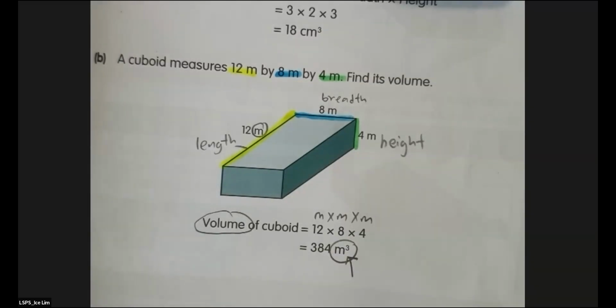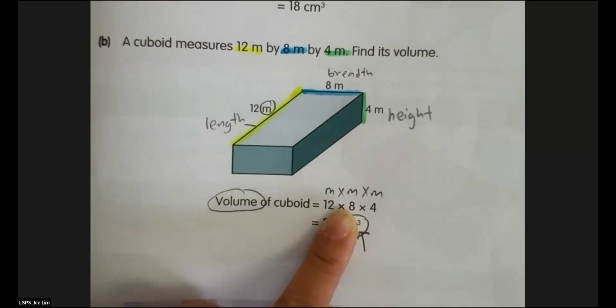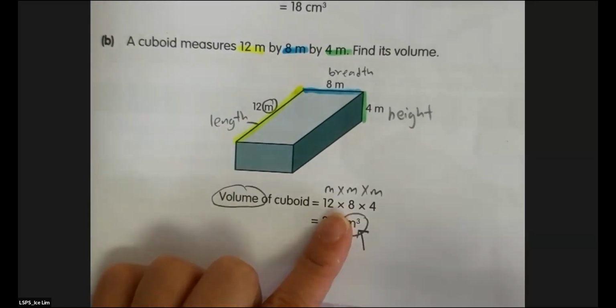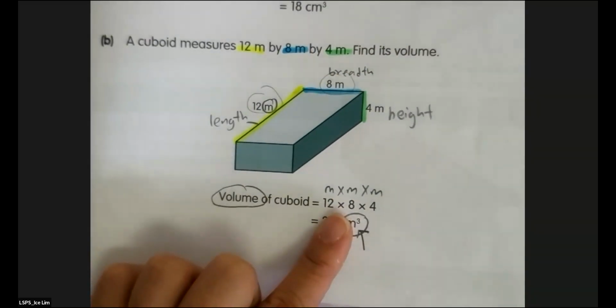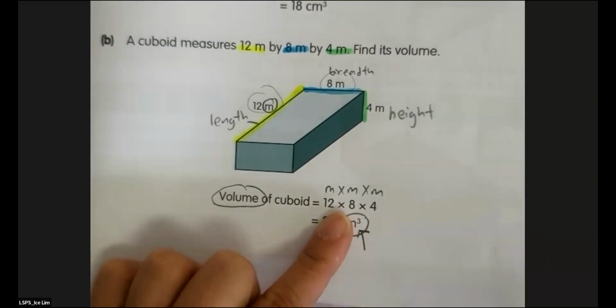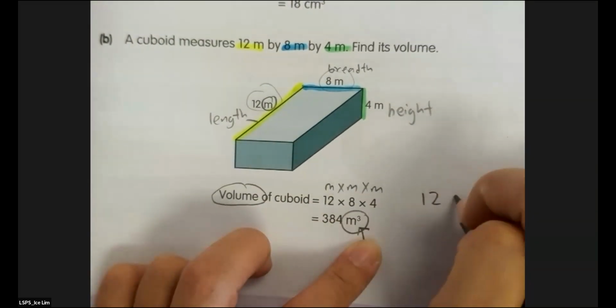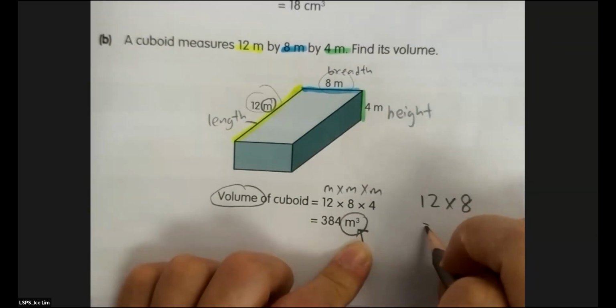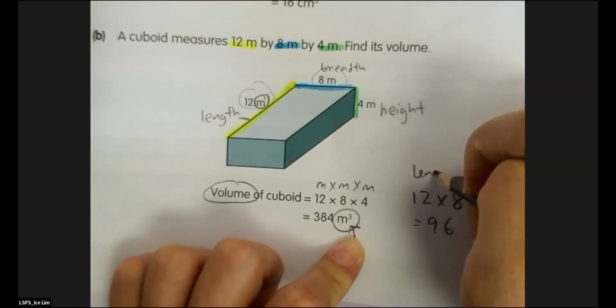Each dimension is just one dimension, meter. When I multiply, let's say, 12 times 8, what is 12 times 8? Why is this 96? Is it the whole thing? Whole of what? Whole of the cuboid? So what is 12 times 8? 12 times 8 is 96. What is 96 then? It is the length times the breadth.